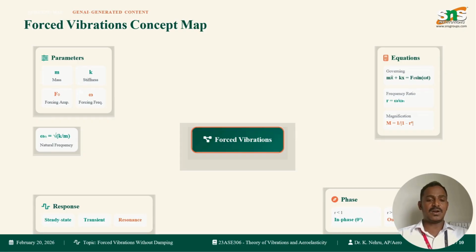Now this can be modified by changing the phase angle to 0 degrees, 90 degrees, and 180 degrees, where r is less than 1, or equal to 1, that is, frequency ratio equal to 1, or frequency ratio greater than 1. So in phase, out of phase, and resonance. Coming to these three combinations, we have formed the equation m x double dot plus k x equals F naught sine omega t, the governing equation for undamped forced vibration.